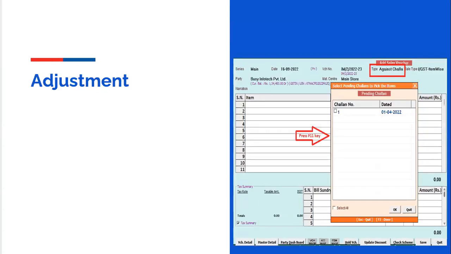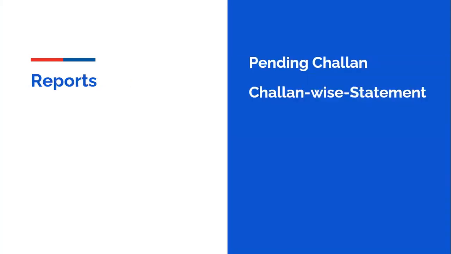Next, this Challan entry can be adjusted in your sale bill. For adjustment purposes, you have to select the type Against Challan in your sale voucher. You have to press the F11 button in the item box. Whenever you press F11, you will get the pending Challan list. You can select your pending Challan and do your adjustment in your sale voucher. Similarly, vice versa, in the case of purchase entry and purchase Challan also.